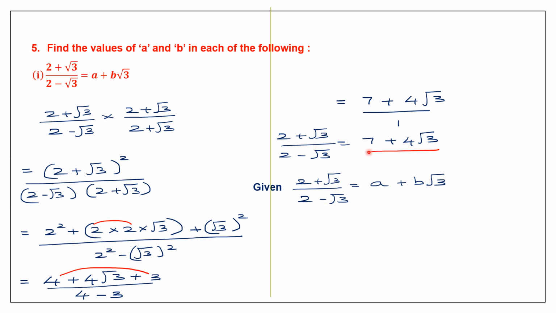So a is 7. In the place of a we can put 7 and in the place of b we can put 4 because it is 4 root 3 and b root 3 here. That means the value of a is 7 and the value of b is 4. So this is our answer. We are asked to find the values, and we found the values of a and b.